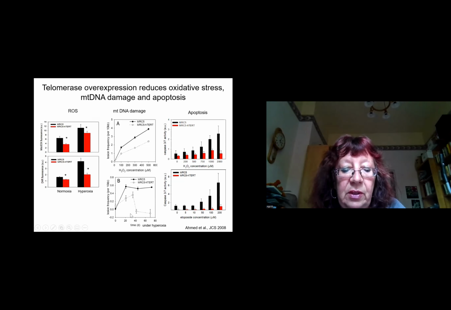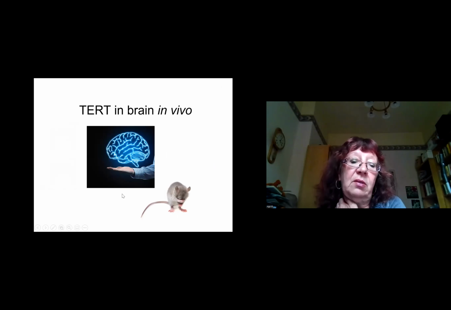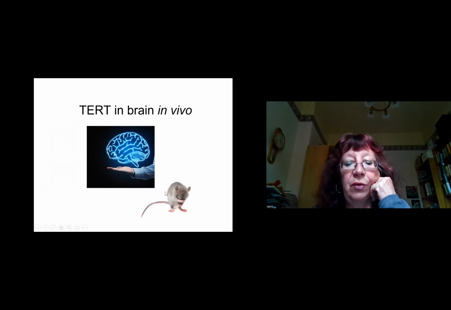And if we look at apoptosis, which is of course also related to mitochondria, H2O2 treatment again decreases the sensitivity of the cells to the agent and decreases apoptosis, and we see an even larger effect if we use etoposide, which is used, for example, as a therapeutic for breast cancer treatment. These experiments were all done in cell culture. So we were now interested, does it play a role in the brain in vivo?